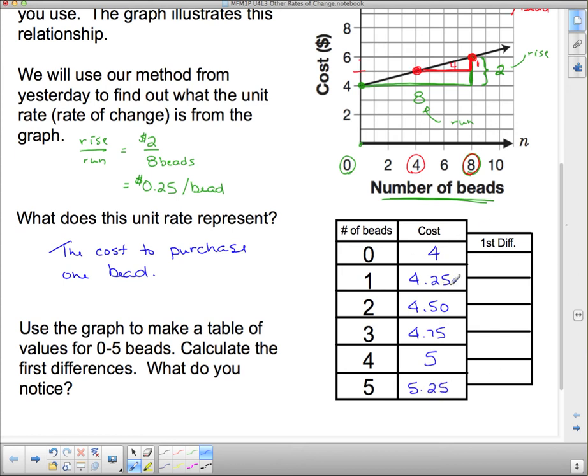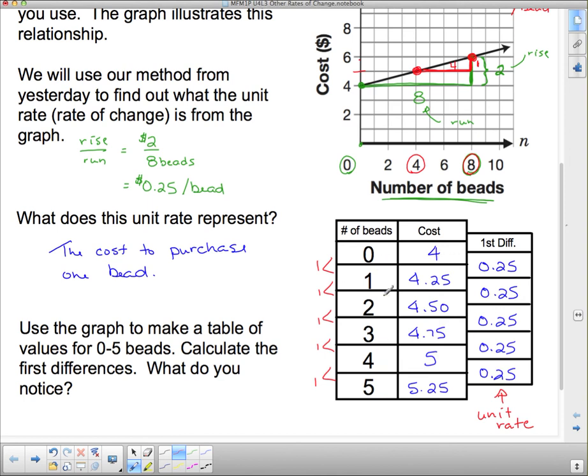So our first difference is 4.25 minus 4, which is going to give us 0.25. And 4.50 minus 4.25 is 0.25. And 0.25. And 0.25. And 0.25. Okay. Our first differences, look at that. Our first differences were all the unit rate. And that is actually not a coincidence, as long as this goes up by 1. If this all goes up by 1 for the number of beads, then our first differences are going to give us the unit rate. Okay?